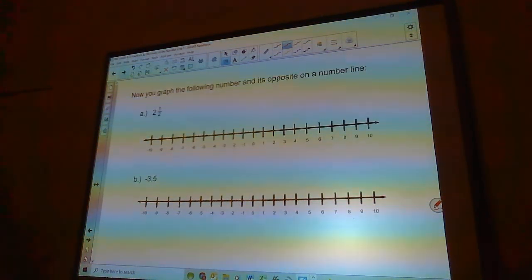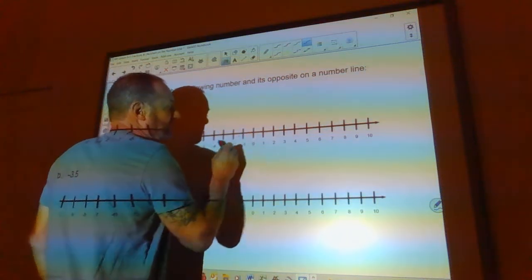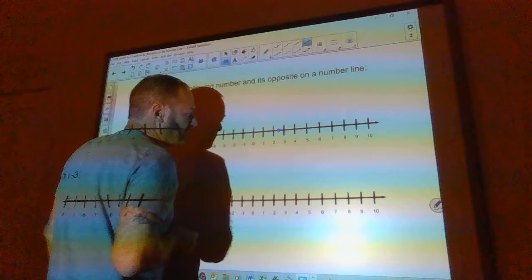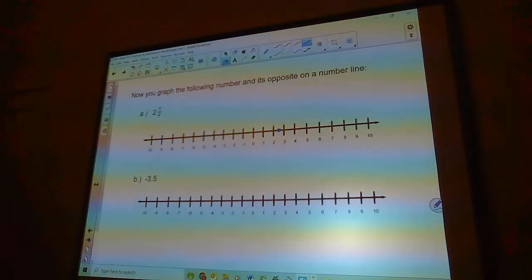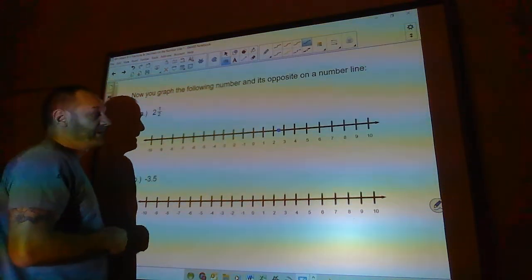Okay, now you graph these and their opposites and then check your work. Okay, so 2.5. Now this number line doesn't have the fractions on there, so 2.5 you're going to have to estimate. It's going to be right between 2 and 3. Now the tricky part is getting the opposites on these. People make mistakes on this all the time.